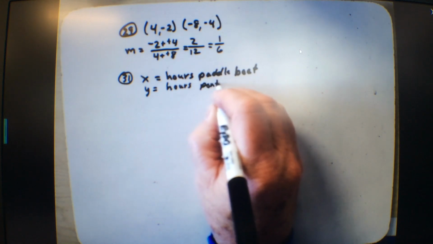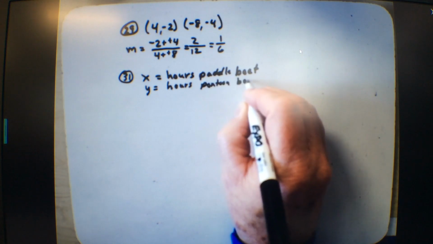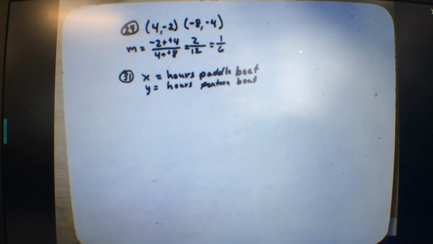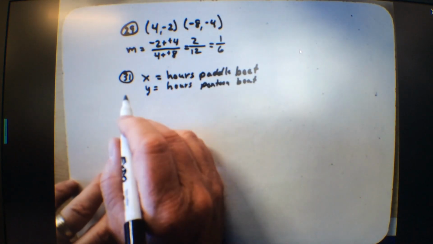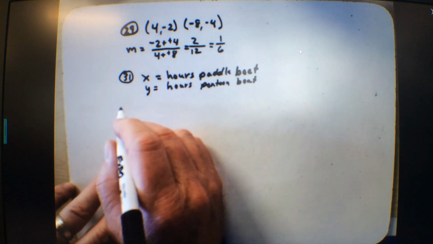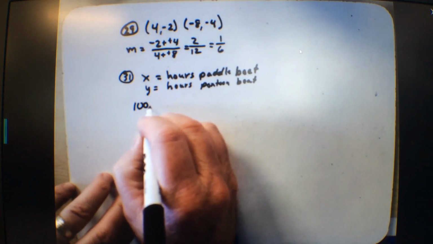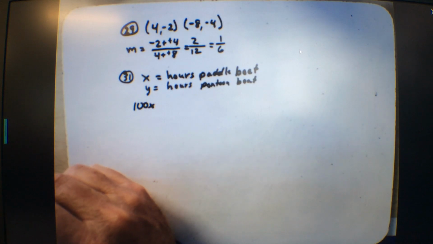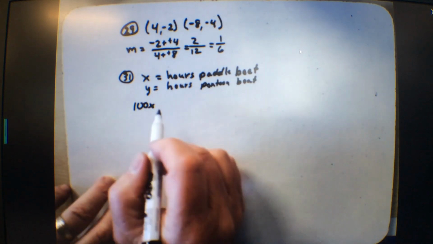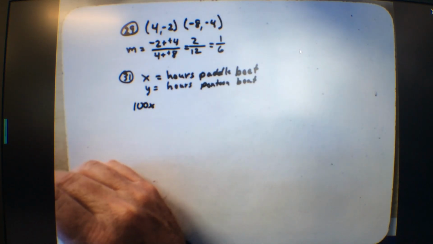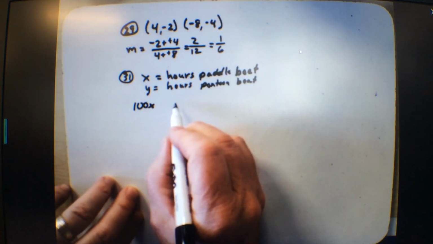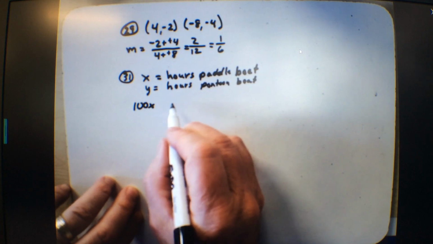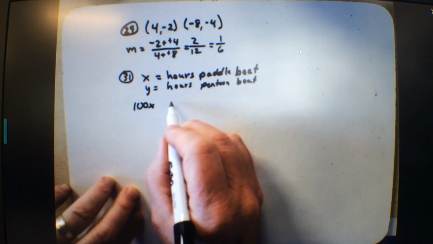Pontoon. Okay. Why would it cost more for a pontoon boat? They're bigger boats, aren't they? All right. So how would I get how much you're going to pay for the paddle boat? 100X. You're going to multiply the number of hours, Braxton, by how much it costs you per hour. Does that make sense? So Braxton, how much is the pontoon boat? 150. And what do we do with it?